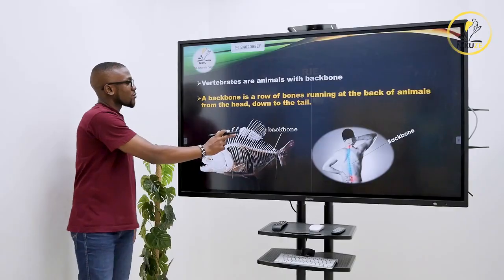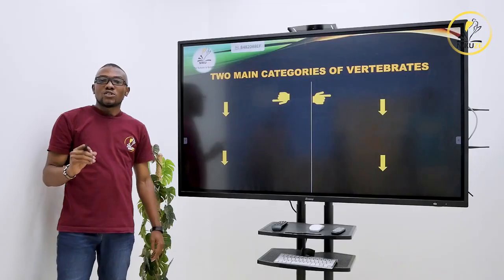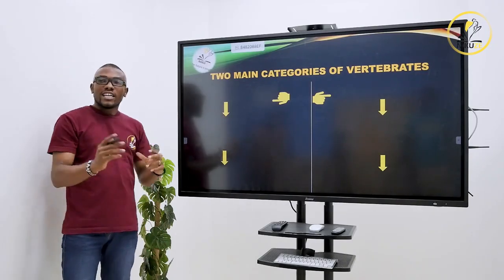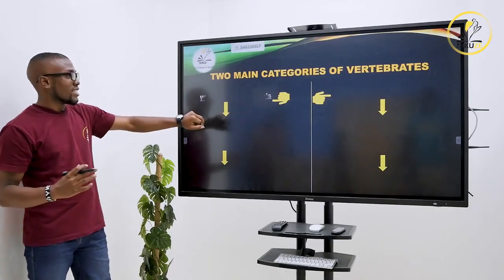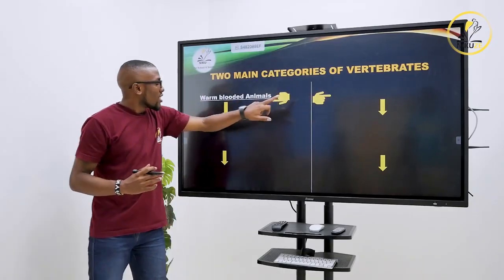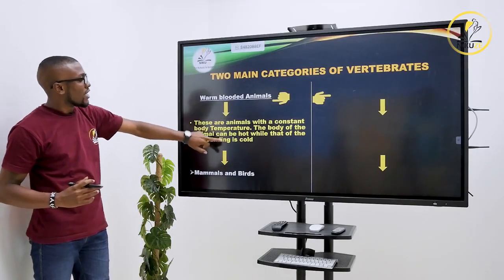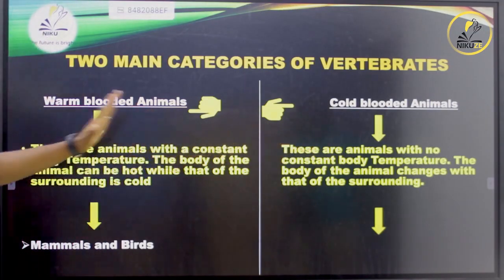Now, as we proceed, we have two main categories of vertebrates, how they are being classified. There are other classifications, but we'll start by looking at the two main ones: the warm-blooded and the cold-blooded. Those are the two categories that we have.